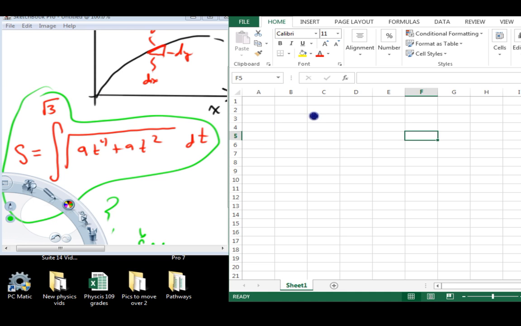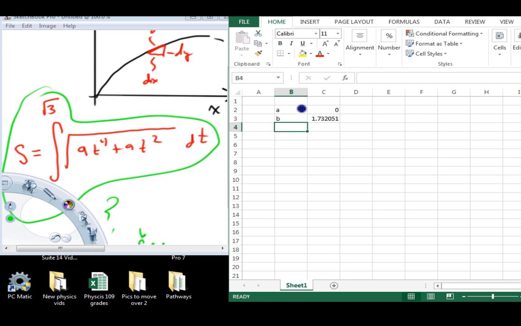The first thing I typically do when setting up a numerical integration is set up the limits. So I'm going to start at a equals 0. My upper bound, b, is the square root of 3. Let's see if this will do. Equals 3 to the 0.5. See if that works for me. Okay, there we go. So we're going to integrate this from 0 to 1.732.